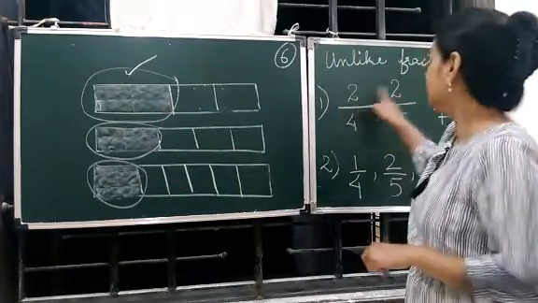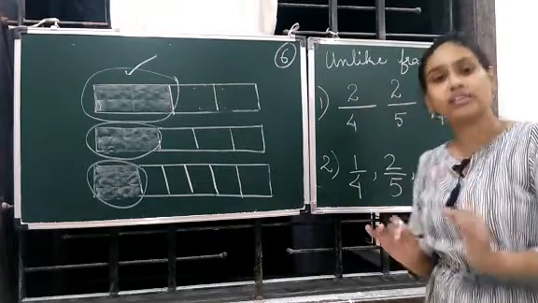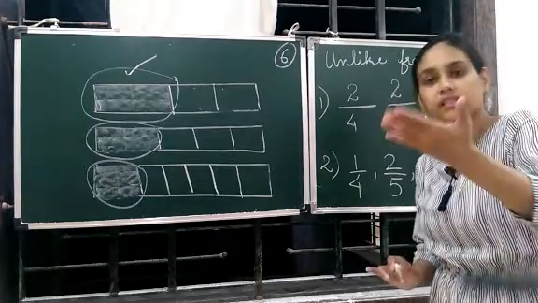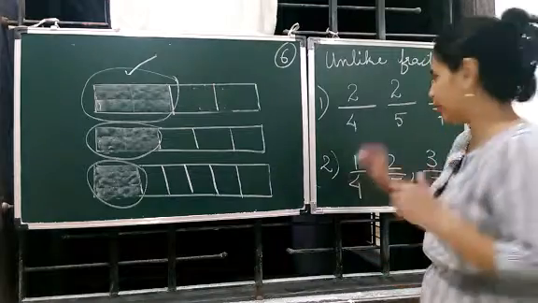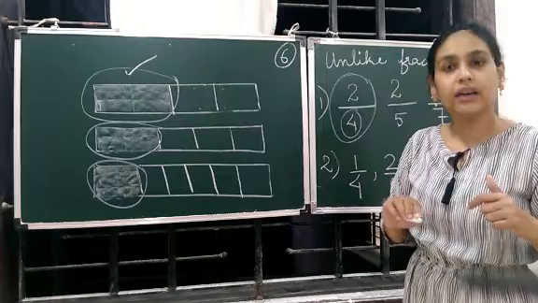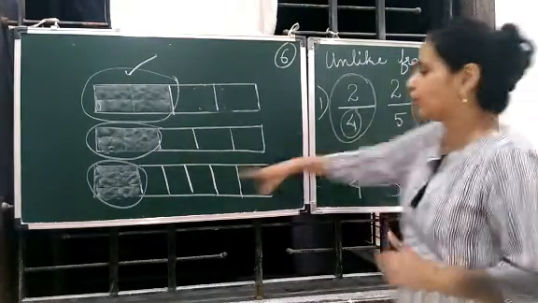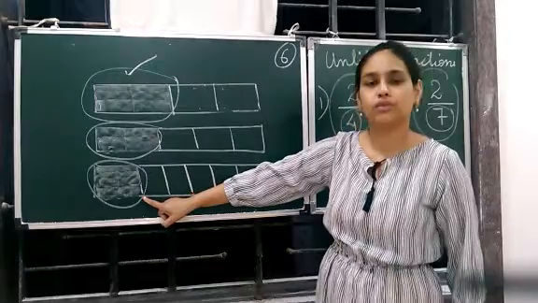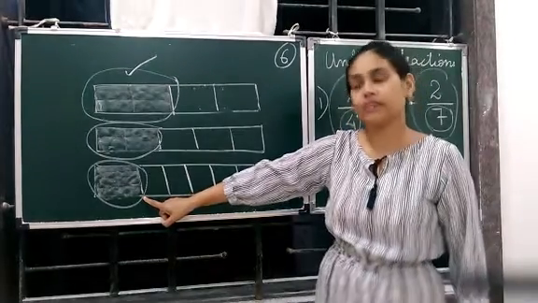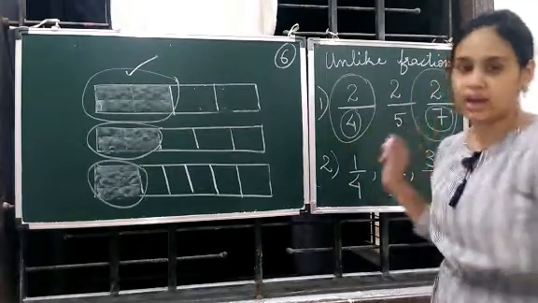Okay. When the numerators are the same and we are comparing the denominators, then the fraction with the smallest denominator is considered the bigger fraction, and the fraction with the bigger denominator is considered smaller. Look, this is the smallest. Yes? 2 by 7. Okay, understood? So this was the story when the numerators are the same.